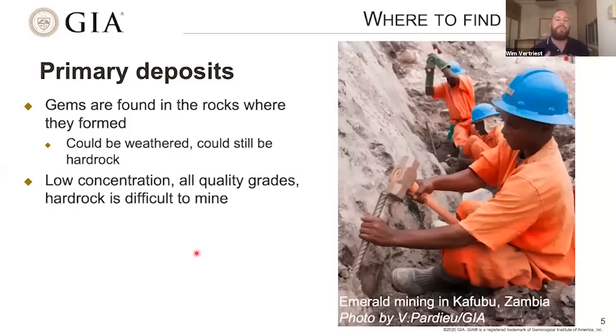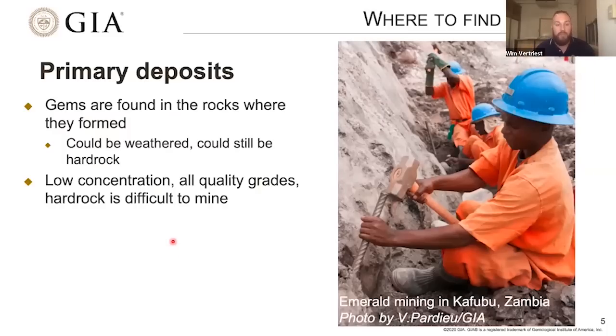Now, when you have a primary deposit, you very often have a low to medium concentration of gemstones. That means that you have gemstones scattered all throughout the rock. But it also means that you have all different quality grades scattered throughout the rock. You have your super high quality crystal clear gems in there, but you also have your smaller, off-colored, very fractured, very included gems, because they haven't been moved from that rock.